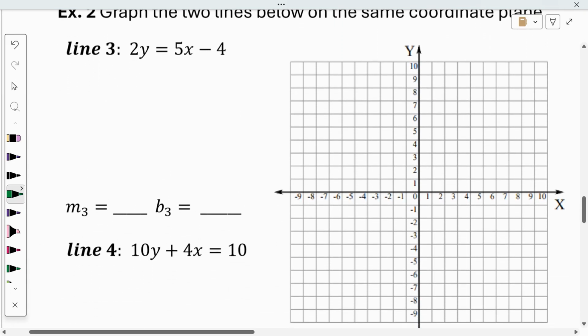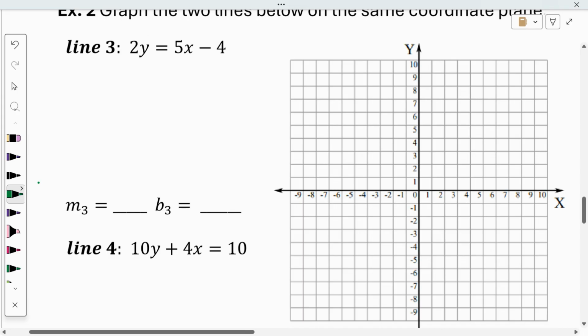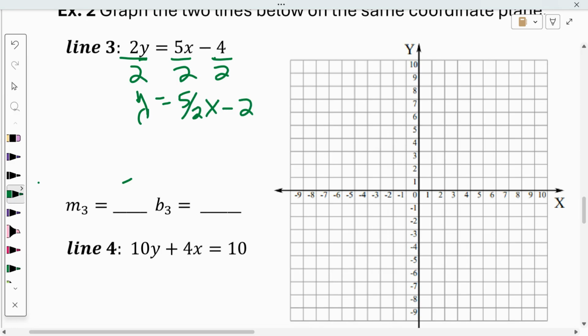All right, let's look at our next example. Example 2 has 2 lines, neither of which are solved for y, so we have to do that. My first line, line 3, is 2y equals 5x minus 4, so I want to get y all by itself. I want to divide everything by 2. Y equals 5 halves x minus 2. So my slope is 5 halves, and my y-intercept is negative 2.